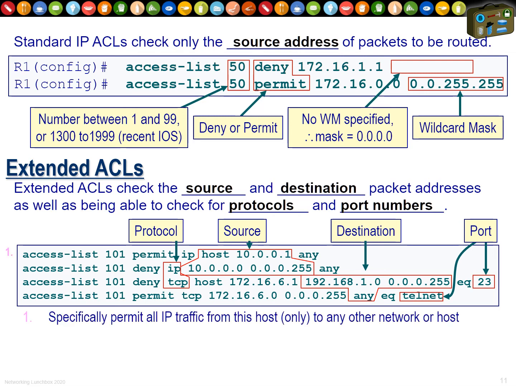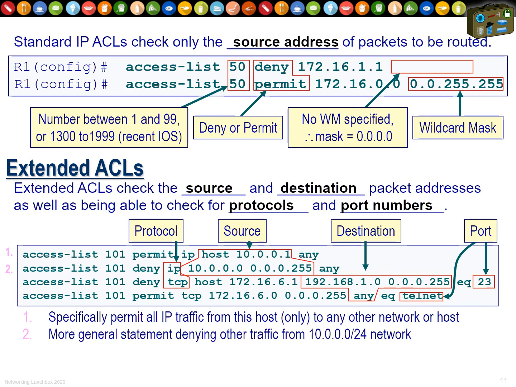So let's break it down. Line 1 will specifically permit all IP traffic from this one host to anywhere. Basically that first line, if we were to spell it out super longhand, would be access list 101 permit IP 10.0.0.1 0.0.0.0 0.0.0.0 255.255.255.255. So the source is a single IP address, and the destination is any IP address ever. To save us writing out all those zeros and 255s, they've given us a shortcut, the word any.